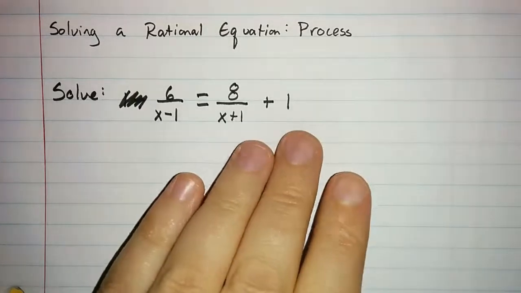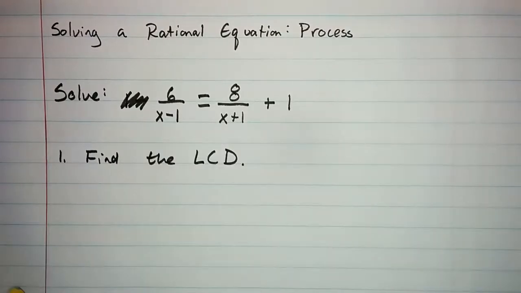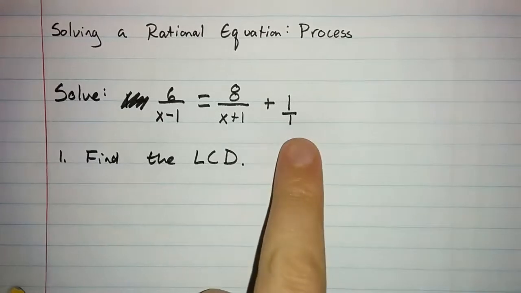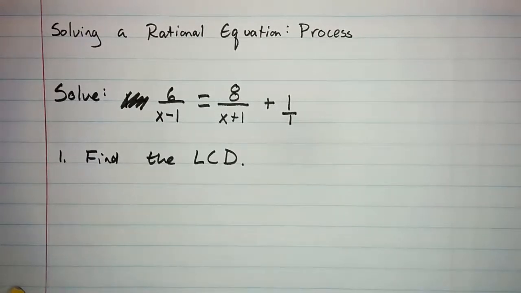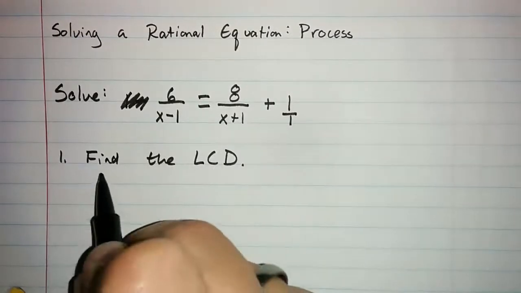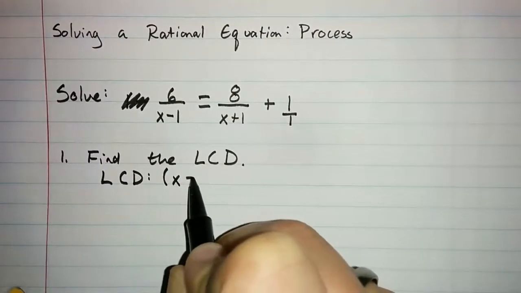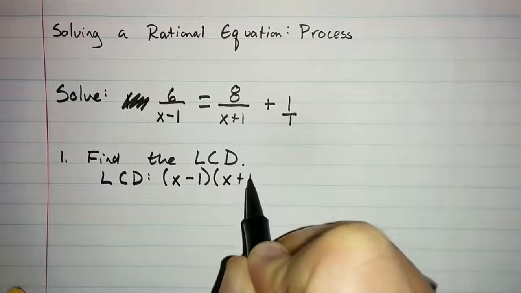Now, we could add and cross multiply, but as we've seen, that's going to make this harder than it needs to be. So let's instead solve just by getting rid of these denominators. What are the steps? Our first step will be to find the least common denominator. Remember, 1 is just 1 over 1. Well, both of these denominators are prime. There's no factoring to do. So in this case, my LCD will be just x minus 1 times x plus 1.